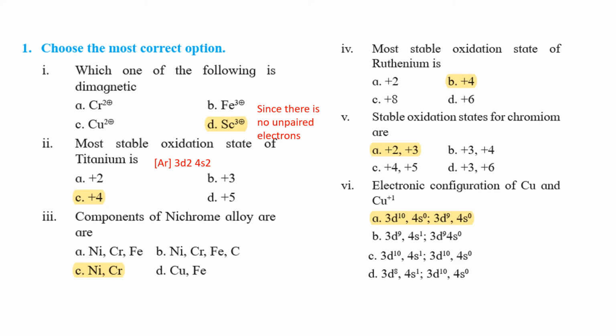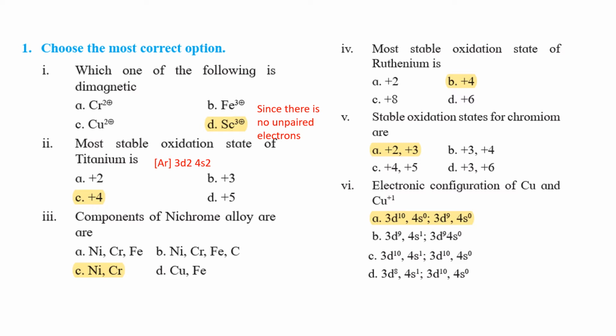Second question. Most stable oxidation state of titanium is, the correct answer is option C, +4. The electronic configuration of titanium is [Ar] 3d2 4s2. By losing 4 electrons, 2 from 4s and 2 from 3d, it forms the titanium +4 ion. So it is the most stable oxidation state.